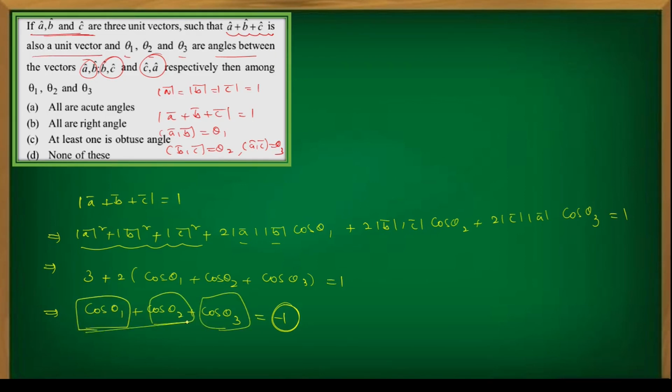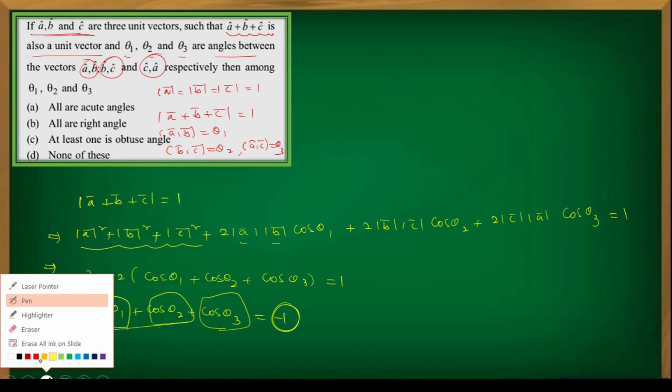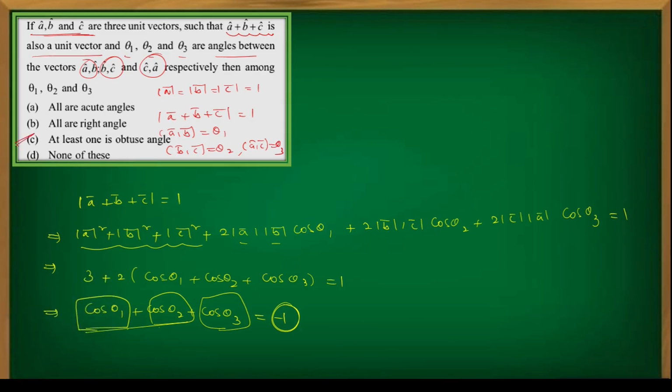So at least one of them is negative means at least one of them is obtuse angle. So at least one is obtuse angle. We don't have any guarantee about 2 or 3, but we have a guarantee that at least one of that is an obtuse angle. So that's here. See, at least one is obtuse angle.